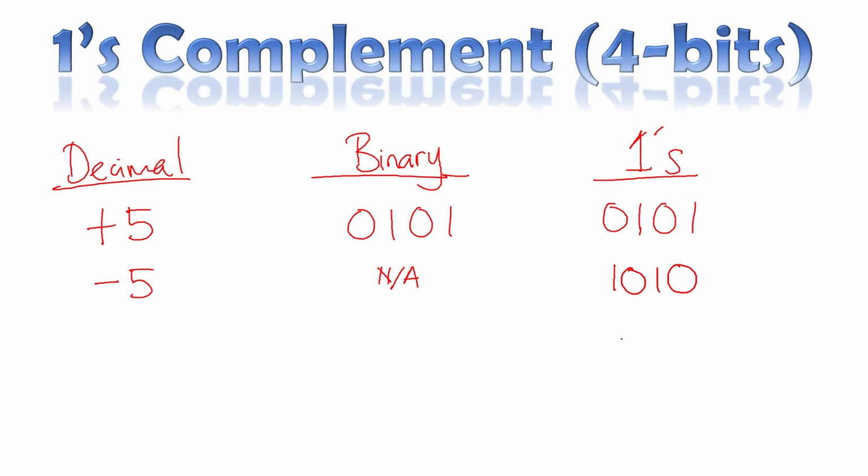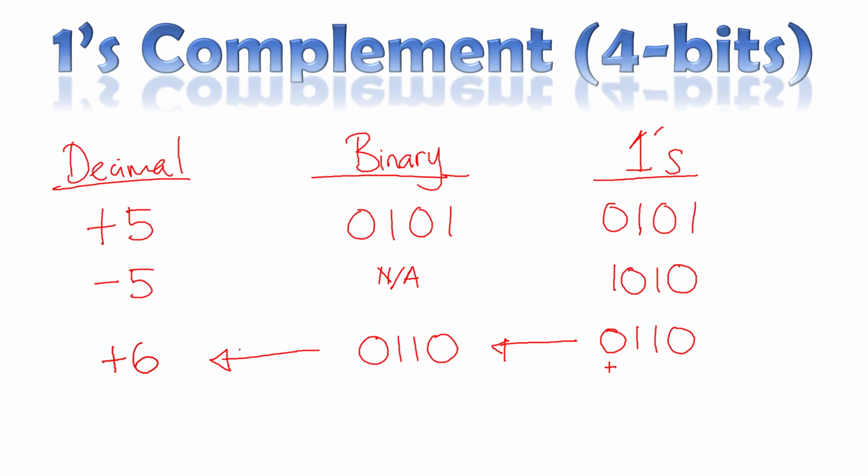If you are given a number in a ones complement that starts with a 0, for example 0110, then this would be a positive number because it starts with a 0. Then in the binary system, this would also be 0110. Remember that positive numbers can be represented in the binary system, and then you can find this in a decimal system, which is positive 6.